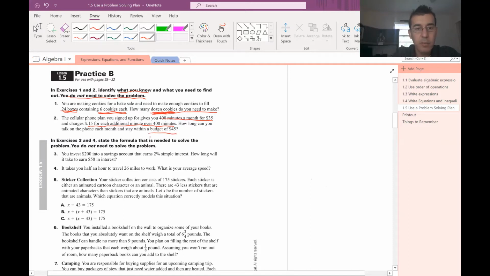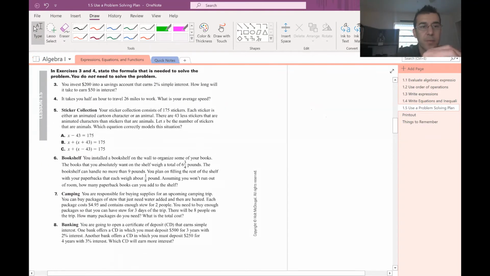So we know the monthly charge for 400 minutes, which is $35. We know how much it costs each additional minute, which is 15 cents. That's over the 400 minutes that you have for the $35. And then we know the budget. We know the 45 minus 35 is the $10 budget. And we need to figure out how many minutes over 400 you can talk to stay within your budget, which is that $10 extra. So you just have to divide the $10 by 15 cents to find out how many additional minutes you can talk over 400 minutes.